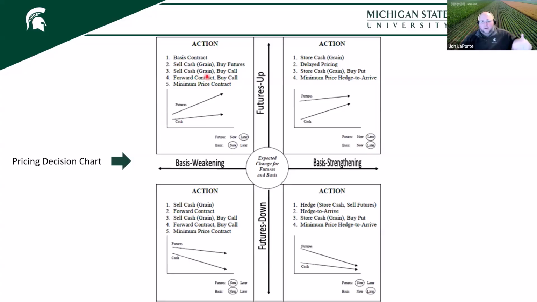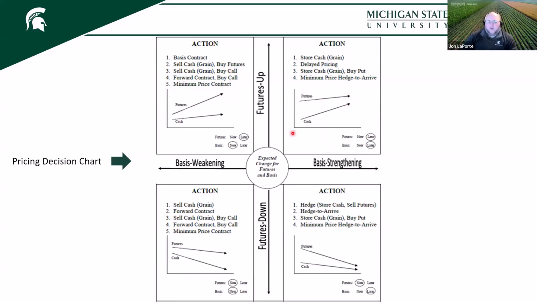We could use a forward contract to lock in a cash price, so we're setting our exit point for cash. And then we could buy that call option and do the same thing, buying at a lower price and riding that price up in the futures. Or we use a minimum price contract, where we're again setting a price floor and seeing where things go.